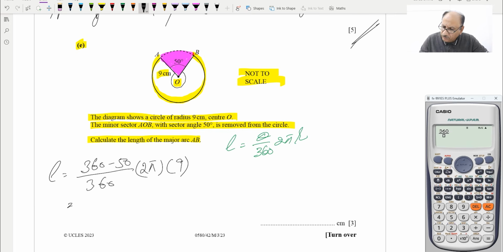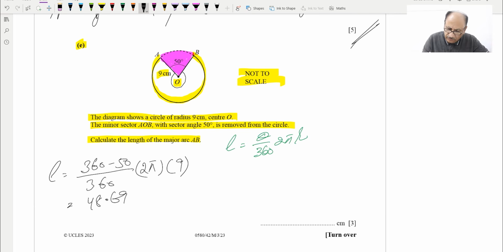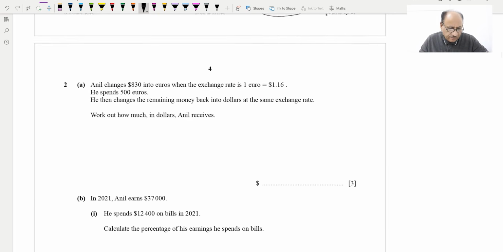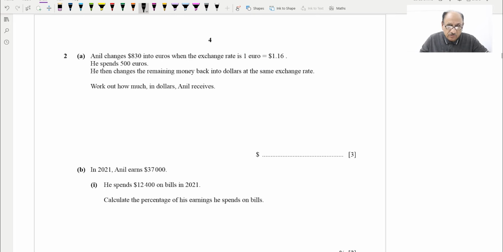So we plug the values into the calculator: 360 minus 50 over 360, multiplied by 2 pi and into 9, which is the r value, and this results in 48.69 centimeters. Answer for 3 marks. Hopefully you got this. Now here comes question number 2.